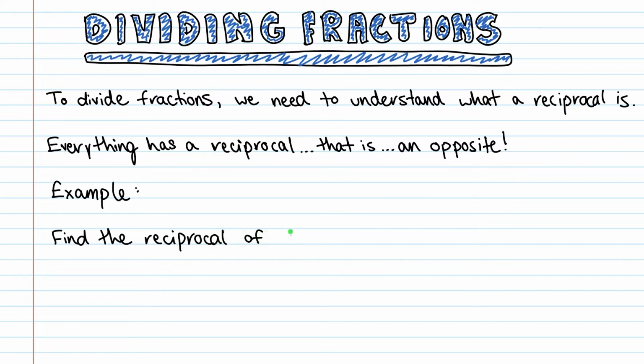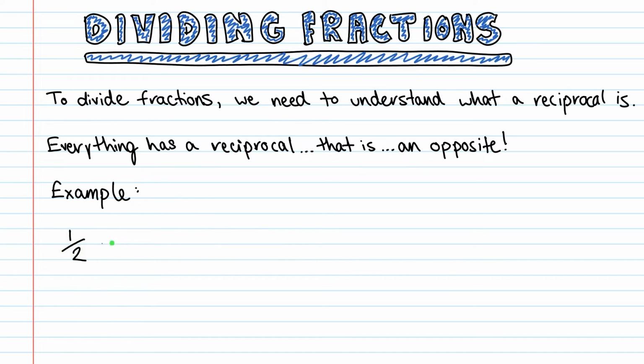Now let's try with fractions. What would the reciprocal of, let's say, 2/3 be? If we flip the numbers, we'd get 3/2. And that's all you need to do. Flip the numerator and the denominator. Here are a few other examples. 6/8 would become 8/6, 10/12 becomes 12/10.